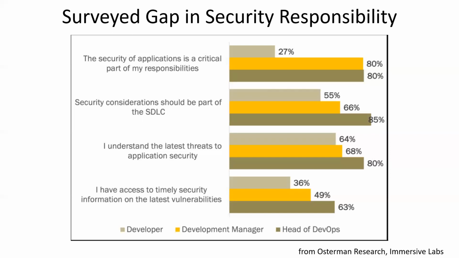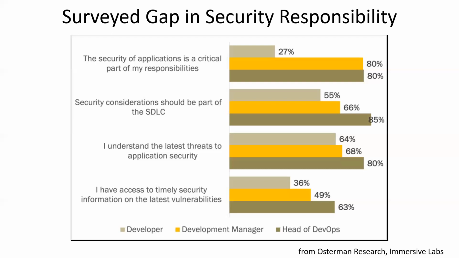The survey, again, the Austin research, which is one of the reading materials out there on Blackboard: who do they think is responsible for security? They have the developers at the top, the gray bars, the middle bars, brown ones, development managers, and the head of development operations. And they say, security of applications is a critical part of my responsibilities. Well, the managers think so. 80% of them said yes, that's true. But only 27% of the developers thought so. They didn't think that security was part of their operation. Security considerations to be part of the software development lifecycle: about half the developers thought so, although 85% of the development operations people thought so.